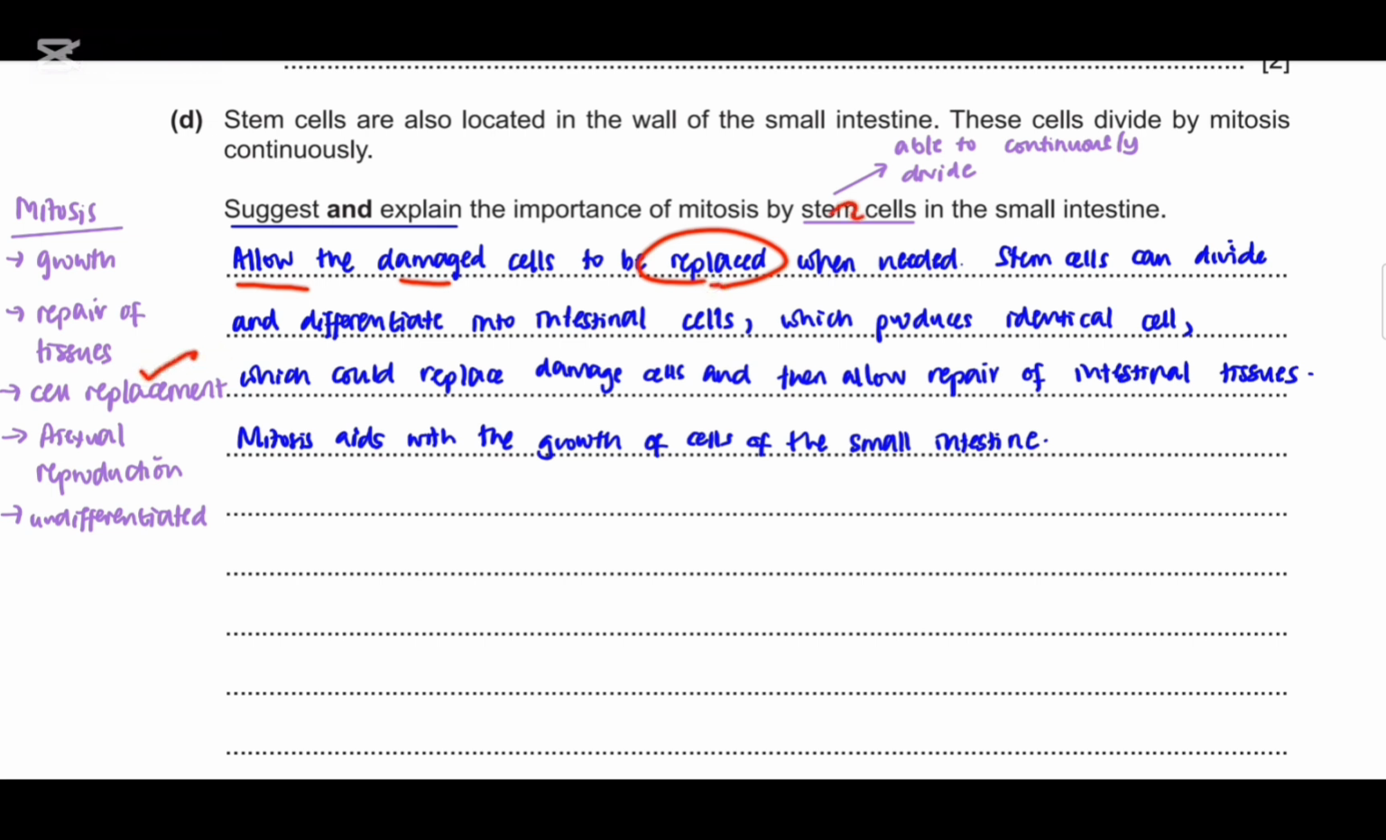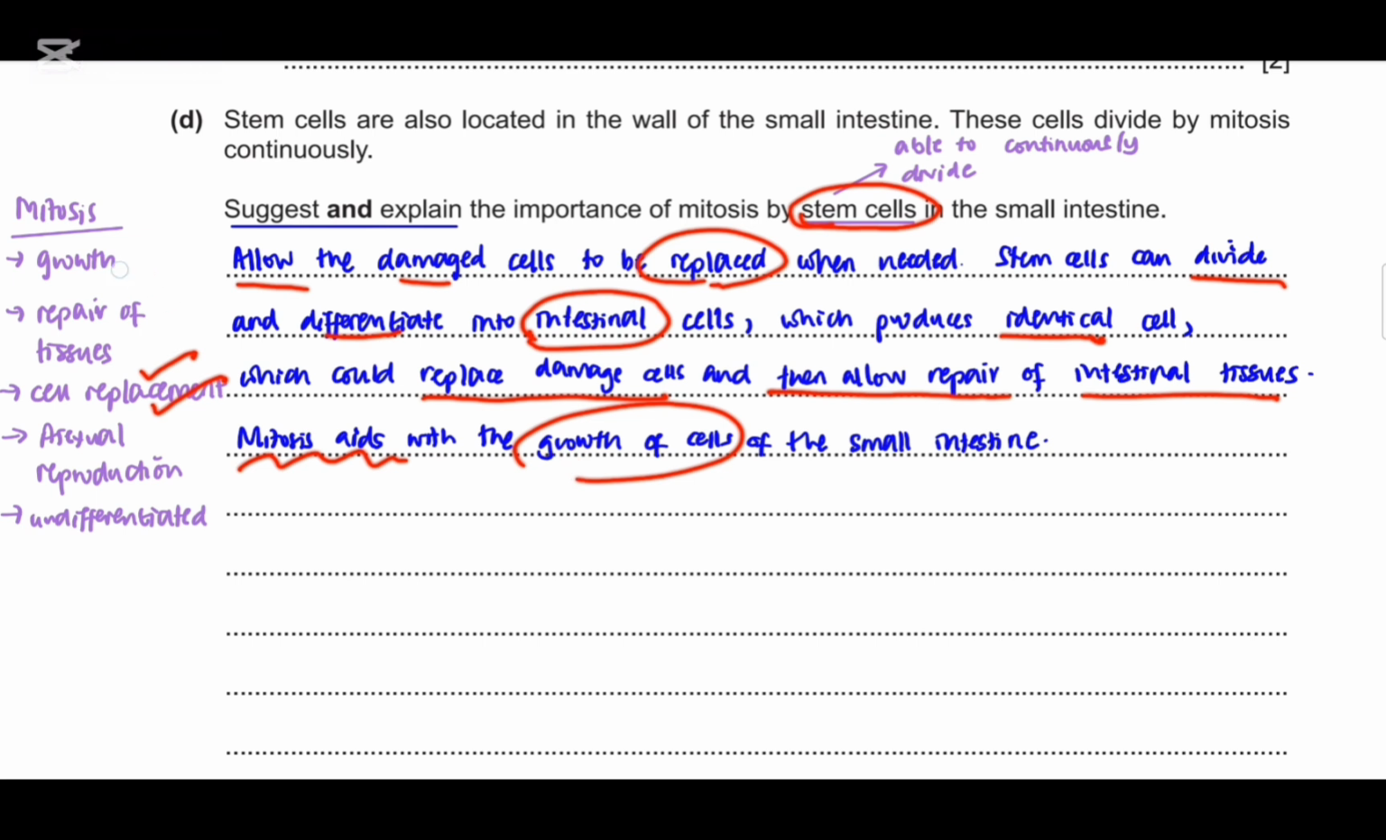And then after that, we need to link the role of stem cells. Stem cells have the ability to divide and then differentiate into intestinal cells. So they can become new intestinal cells, which produce identical epithelial cells of the intestine, which then replace damaged cells. So cell replacement allows it to repair the intestinal tissues. And then mitosis will aid in the growth of these cells in the small intestine. So that's how I use all the points of mitosis in my answer.